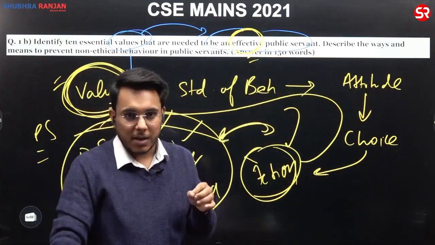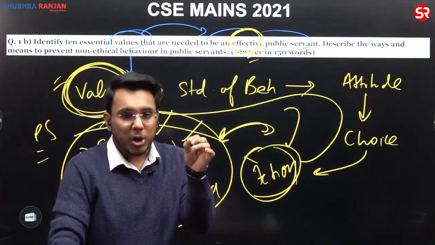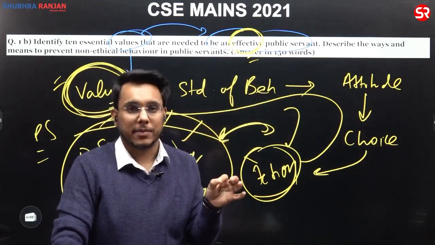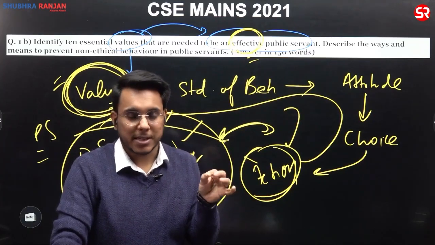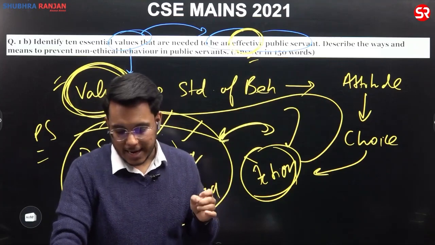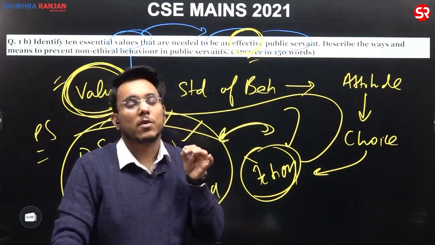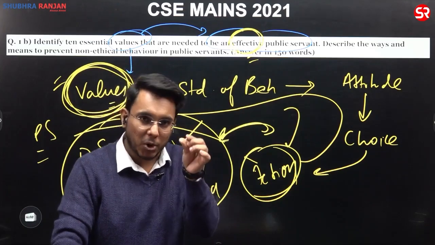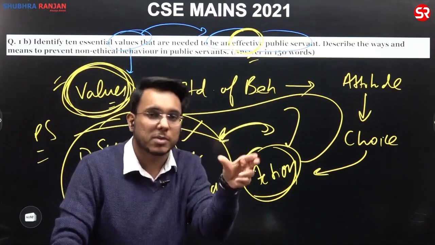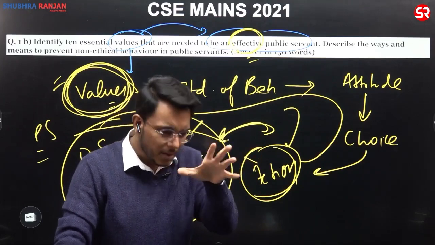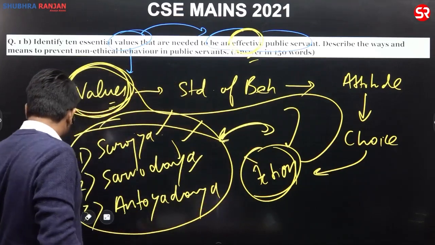Effective means to produce the desired result. There are two words, one is effective, other is efficient. Efficient means producing the desired result within the minimum of the resources, and effective is producing the result which is very much corresponding to the vision. So two things are there. Now moving on, the 10 values.